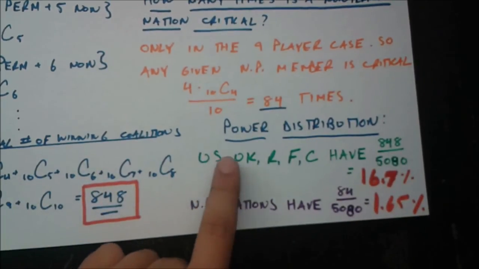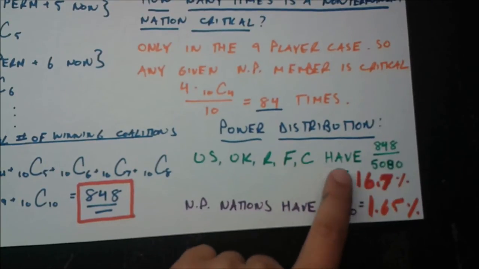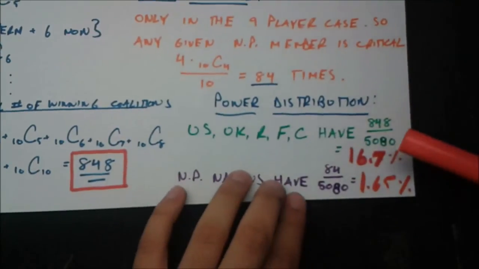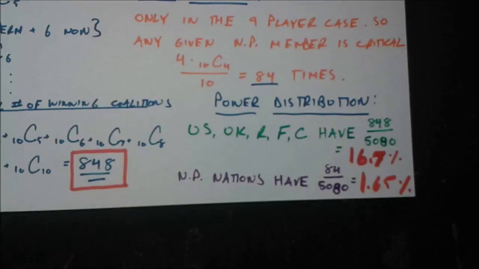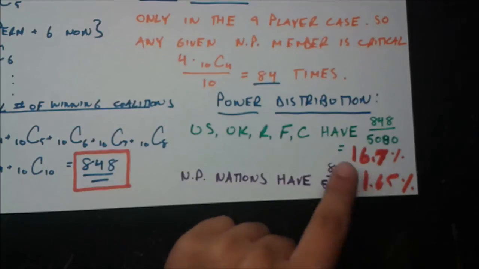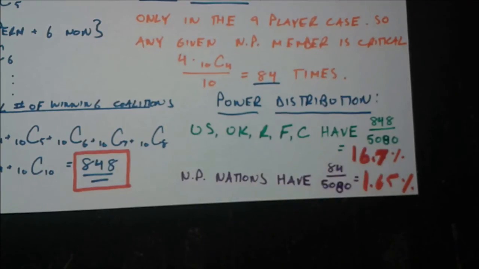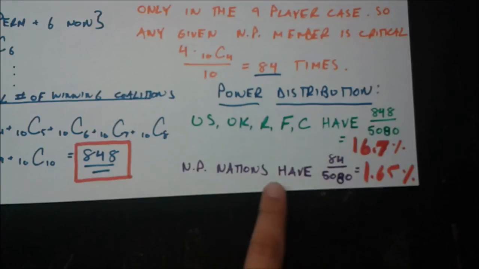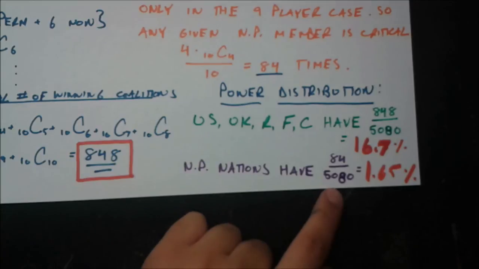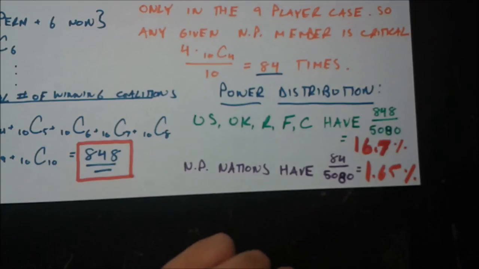It turns out that for the US, UK, Russia, France, and China, their power index is 848, because there are 848 times, divided by 5,080. And 5,080 turns out to be the total number of orange underlines that we see in the whole thing. Again, we'll calculate that later. It turns out that each of these nations has 16.7% of the power in the United Nations voting. That's kind of a lot. For the non-permanent nations, we have 84 times, divided by the 5,080 total orange underlines, and each of them has 1.65% of the power.